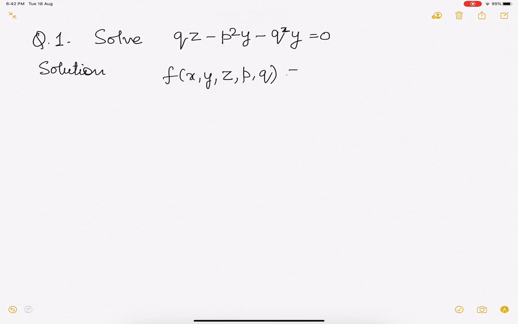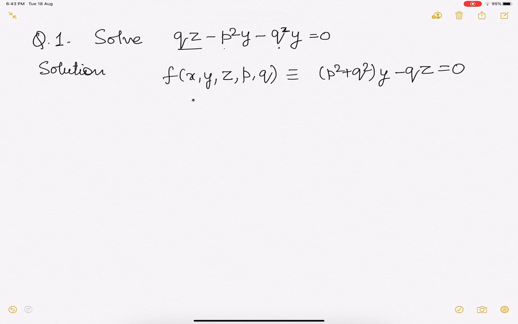So I'm writing it again in the form, say, (p square plus q square) y minus qz is equal to 0. We may write it in the form where we take qz first, but I'm taking this so that I get minimum negative signs. Otherwise, we may solve it using qz minus (p square plus q square) y. The second step says to take the partial derivatives.